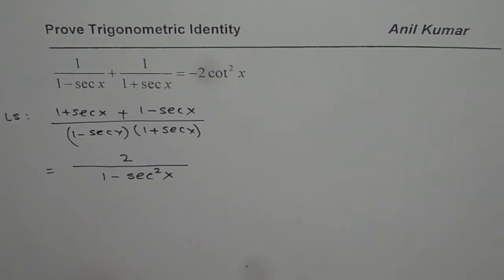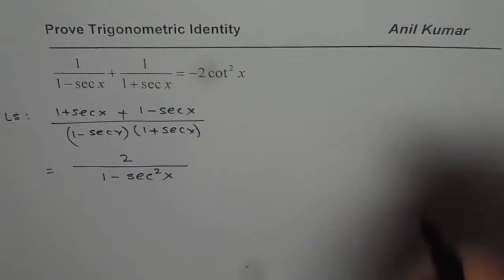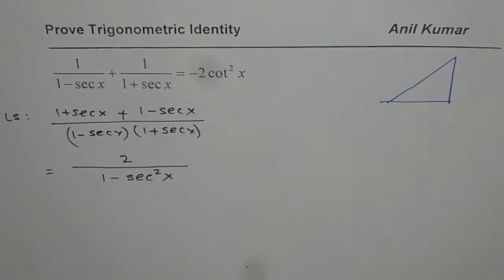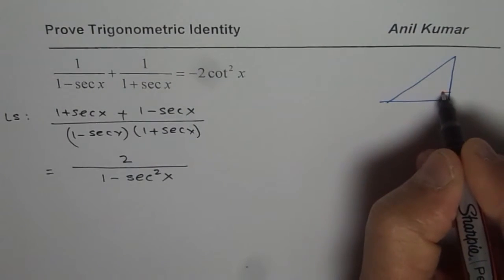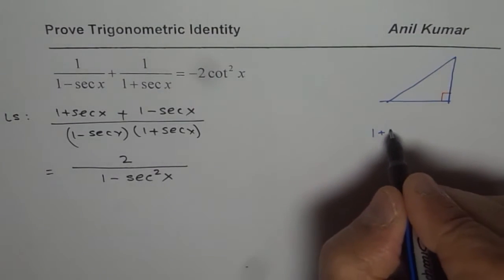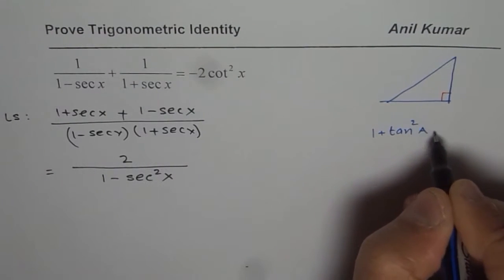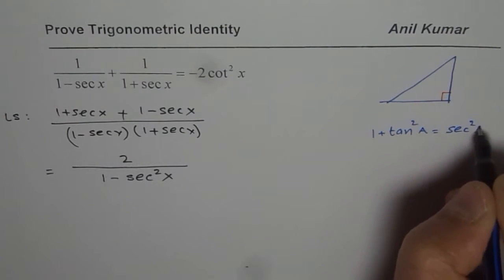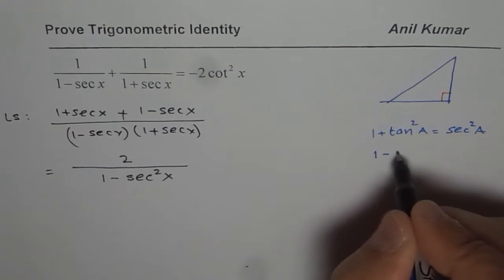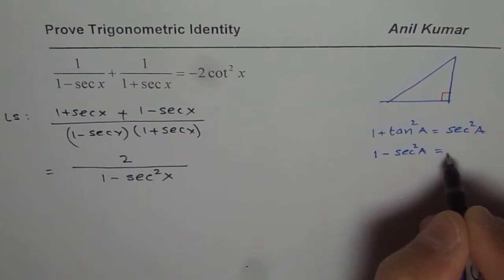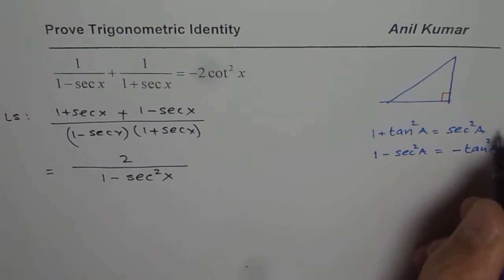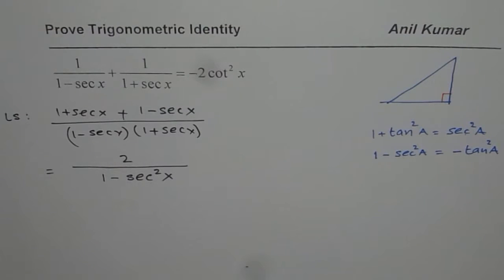Right. So if you remember the Pythagorean trigonometric identities, one of them is, let's prove that one here, and I'll also provide you with the link of how to prove that identity. One of them is 1 plus tan square a is equals to secant square a, right? So from here, if we rearrange, what do we get? We get 1 minus secant square a equals to, I'm taking this, minus tan square a, right? So that is the identity which I'm going to use.